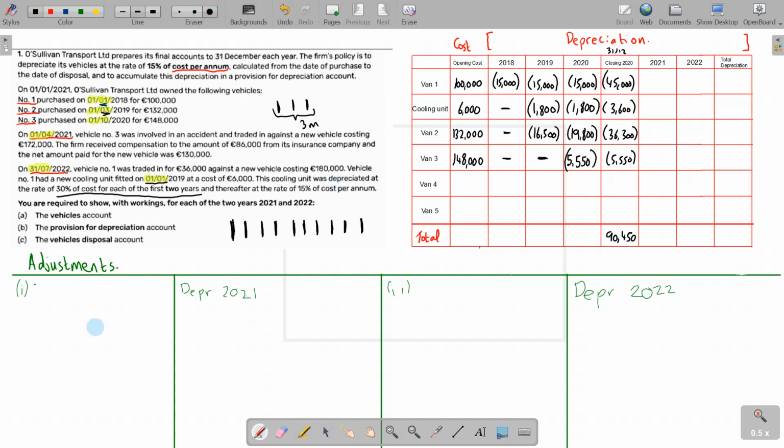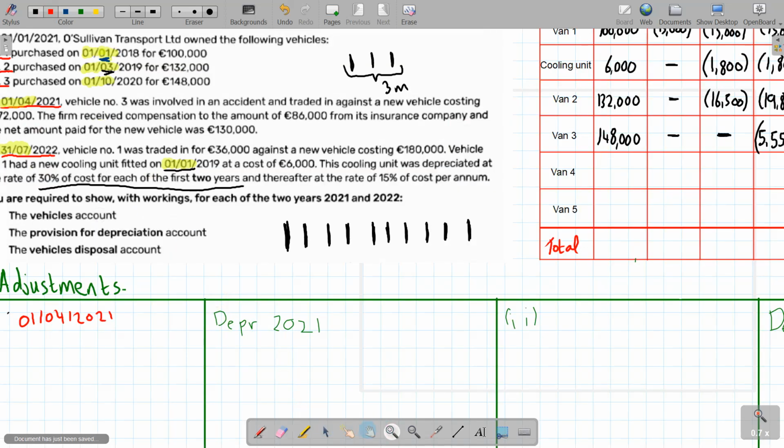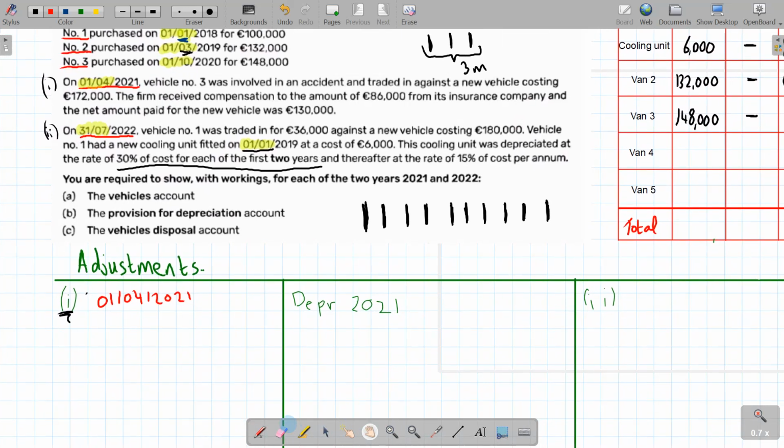Now we'll have a look at our adjustment. So this is for adjustment part I. So I've said this is I and this is II. Okay, so some of the most important things to note. We're talking from 01/04/2021. Okay, I'll just zoom in a small bit. Perfect. So we're talking about van 3. Okay, another thing to note.